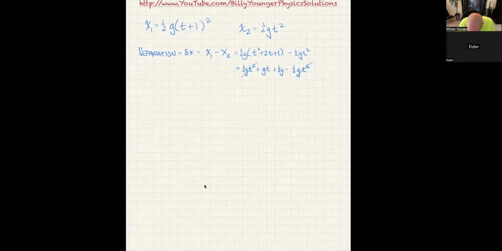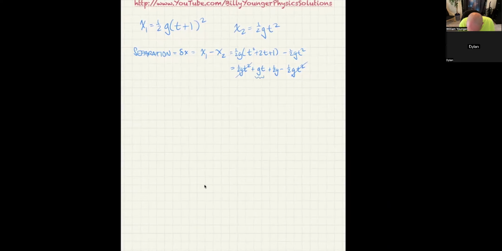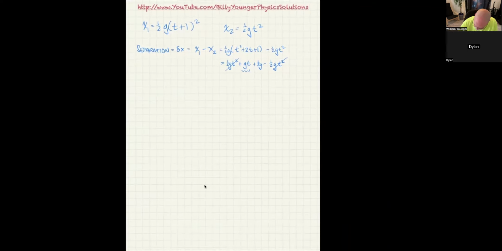because you see this term right here, as time increases, gt increases. One half g stays the same, but you're basically going to have that gt term getting larger and larger. Okay, so it would just be increases. It wouldn't be increases at first, because I thought after a certain point, if you're going down, you would reach terminal velocity and then they would just kind of stay the same.